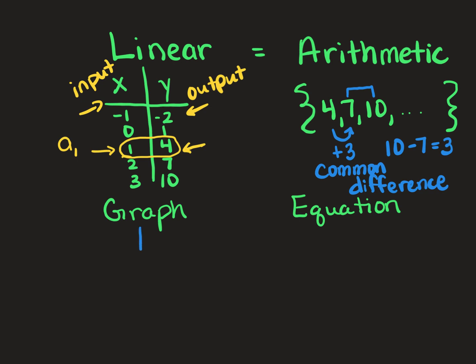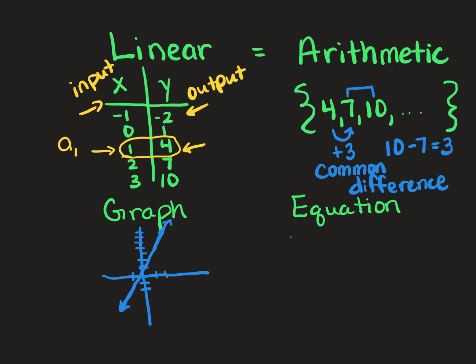In terms of a graph, I'm going to graph the linear one. So -1 went with -2, 0 is up here at 1, 1 goes with 4, and 2 goes with 7. I'm not going to fit the last one, but you can see that it's going to form a line. If my graph would have been drawn a little bit better, that would have been a nice straight line. So arithmetic and linear equations, when you look at the graph, it's going to be a straight line.